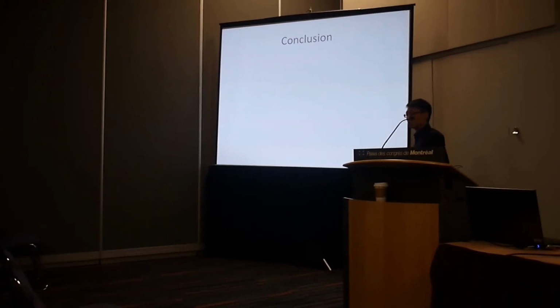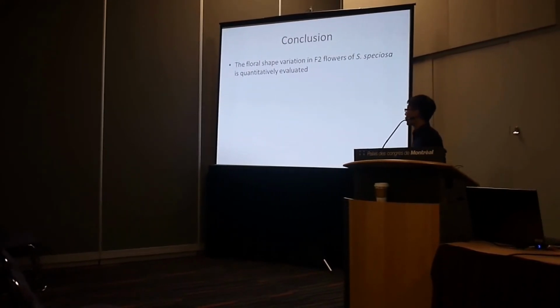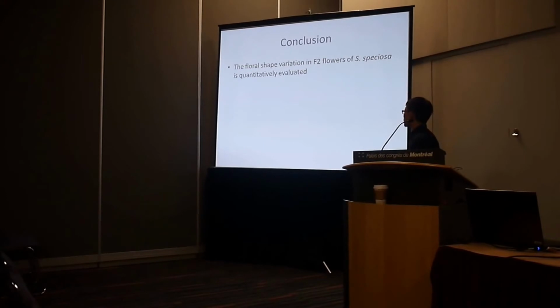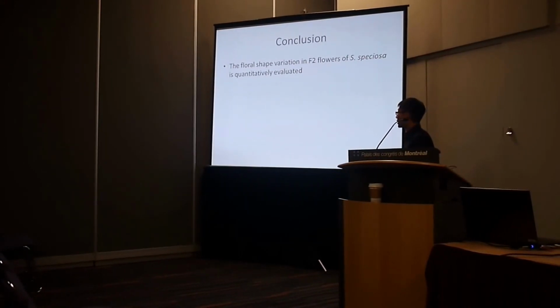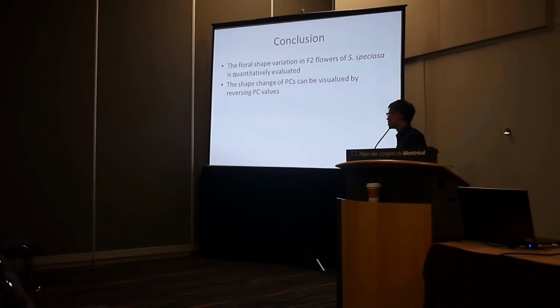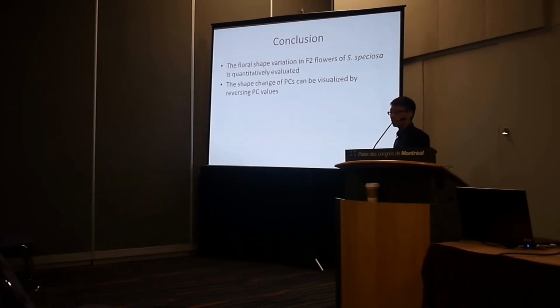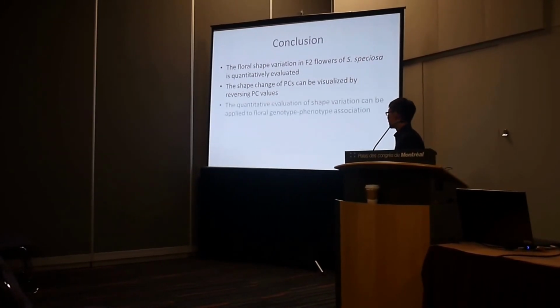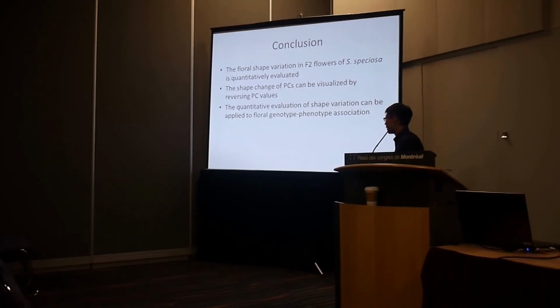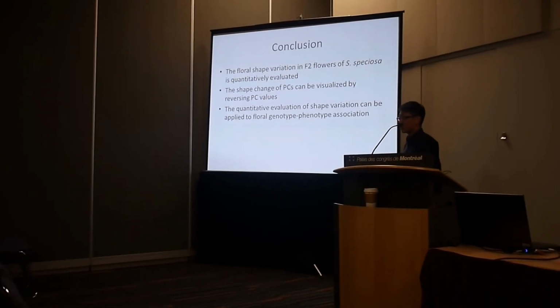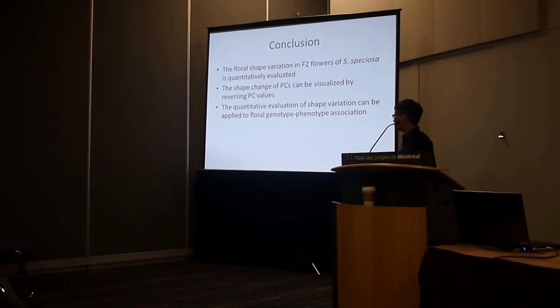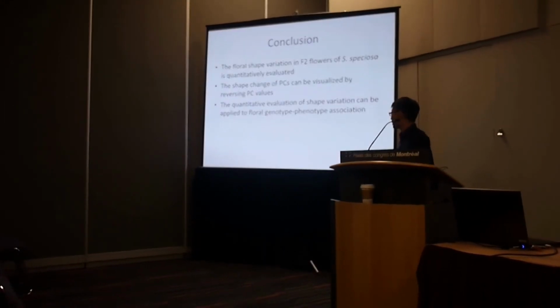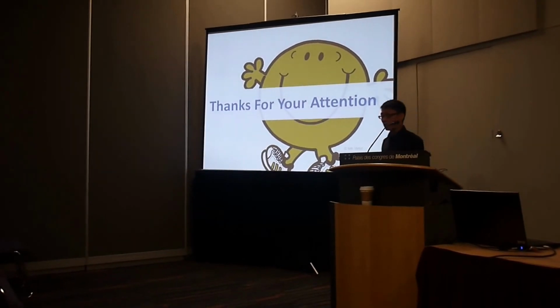So here comes our conclusion. The floral shape variation in F2 flowers of Sinningia speciosa is quantitatively evaluated. The shape change of PCs can be visualized by reversing PC values. And the quantitative evaluation of shape variation, which is the approach we developed, can be applied to the floral genotype-phenotype association. So this is the end of my presentation.